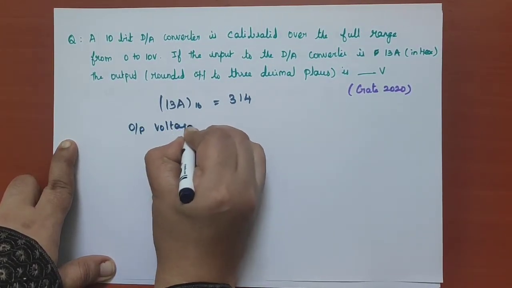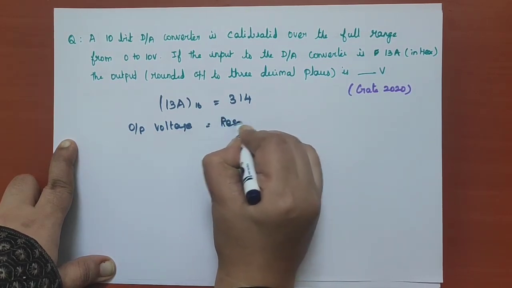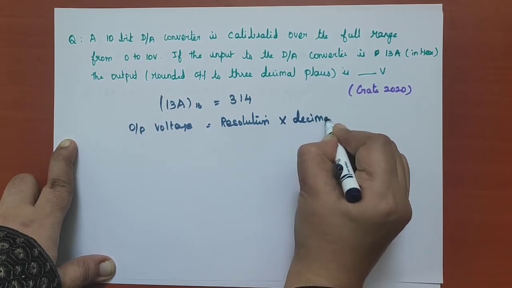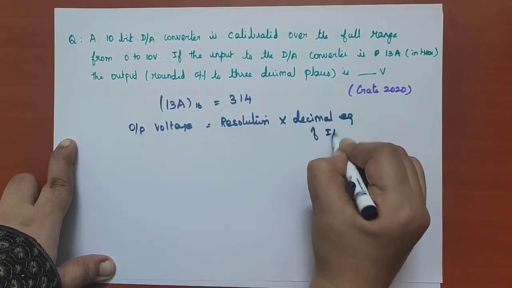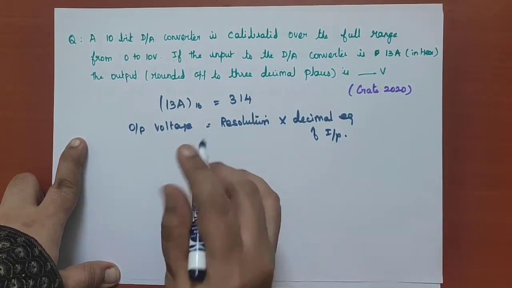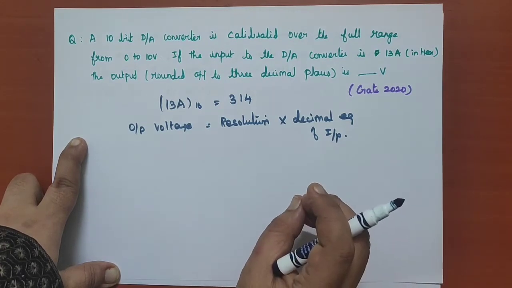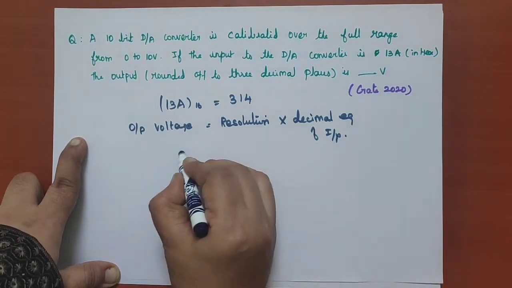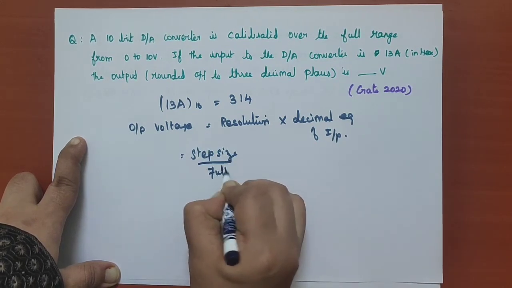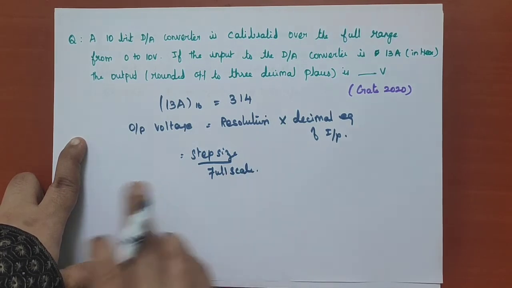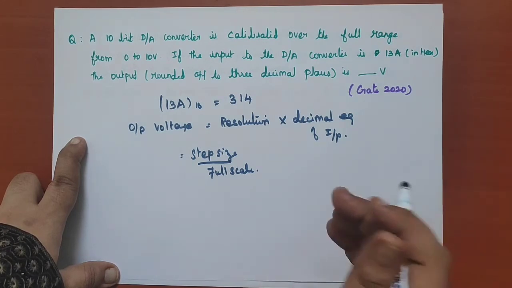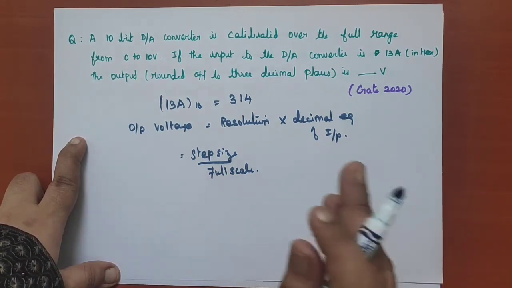Okay. Now for the output voltage, we have a formula. Output voltage is equal to resolution into the decimal equivalent of input. Now what is this resolution? Resolution is nothing but the smallest change that can occur in an analog output when you are giving the digital input. So resolution can be represented as the step size divided by full scale. For example, for an n-bit D to A converter, we will have 2 power n different levels, and the number of steps will be 2 power n minus 1.